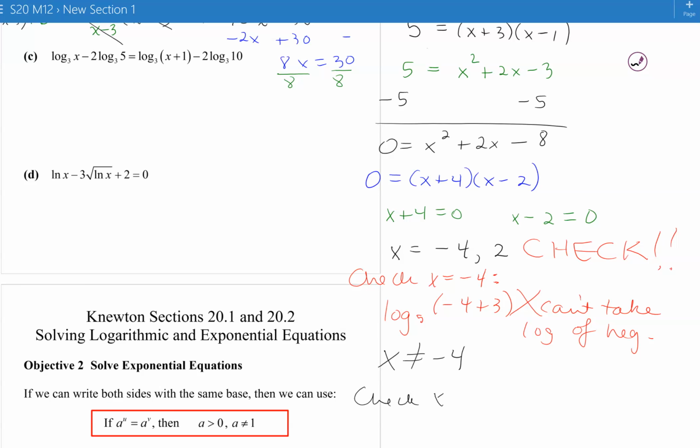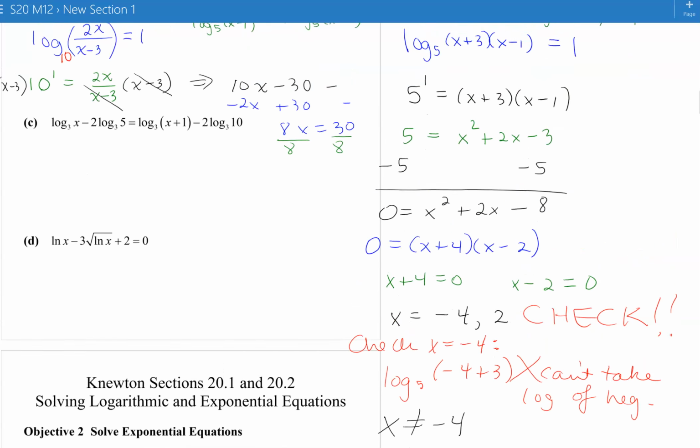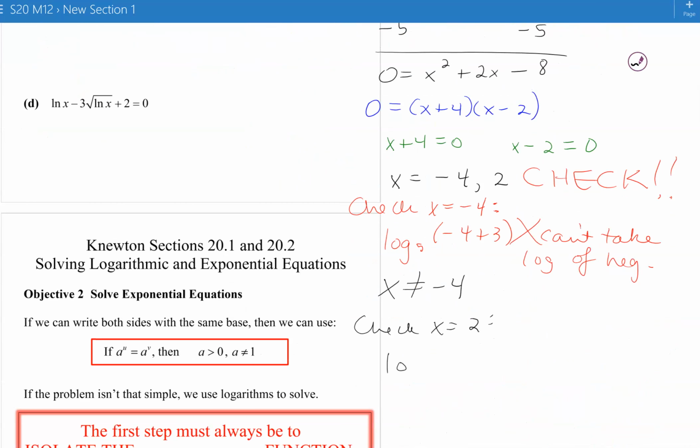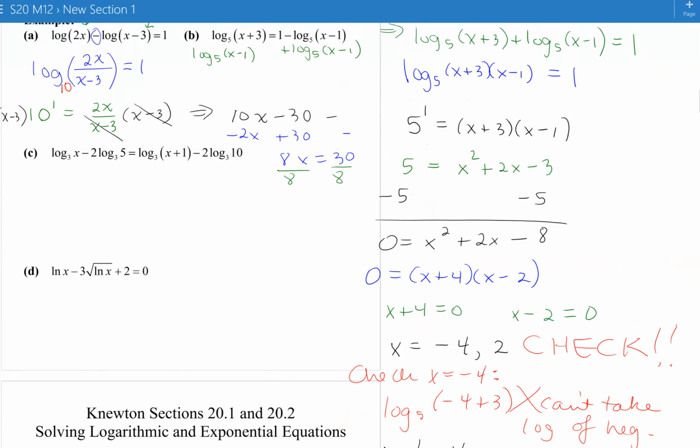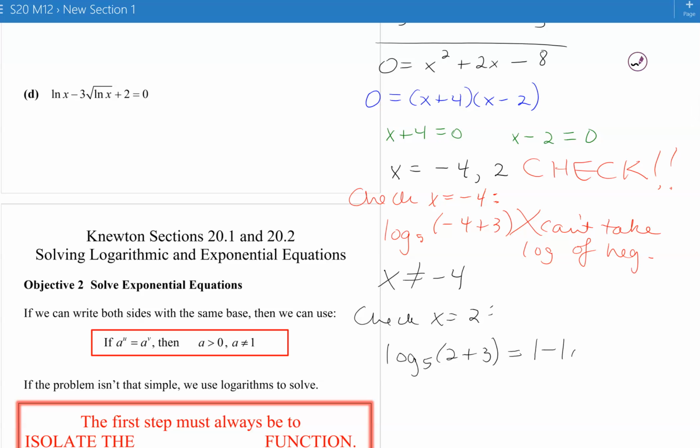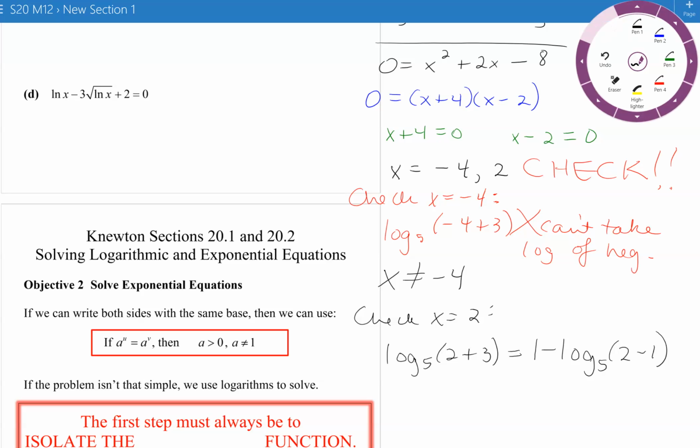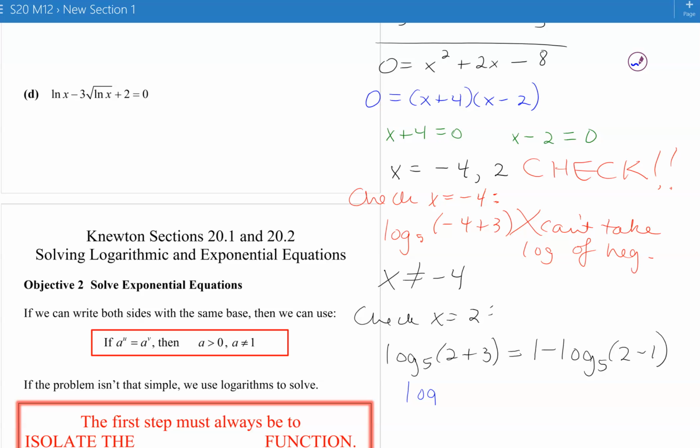So then let's check x equals 2. And we have the log base 5 of 2 plus 3. And we want to know if that equals 1 minus the log base 5 of 2 minus 1. Well, that looks like it works just fine to me. We have log base 5 of 5 equals 1, and the log in any base of 1 equals 0, and the log base 5 of 5 is 1. So x equals 2 is your only solution.